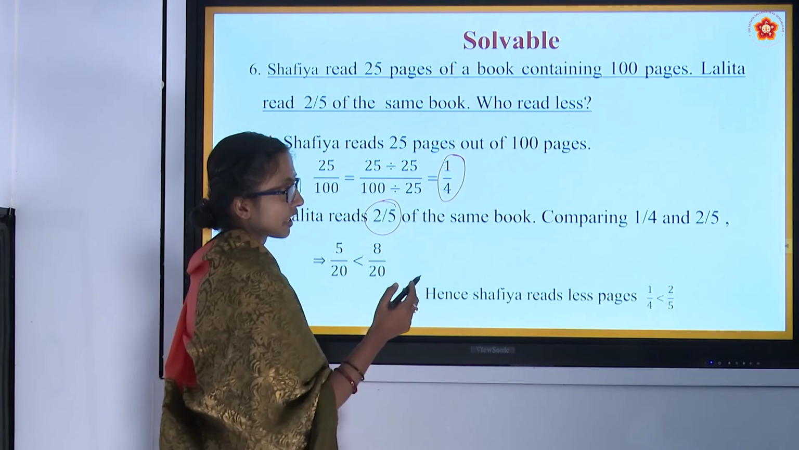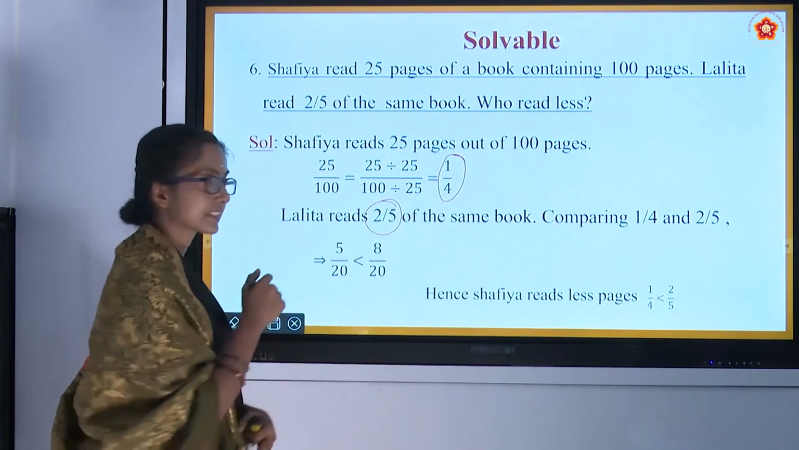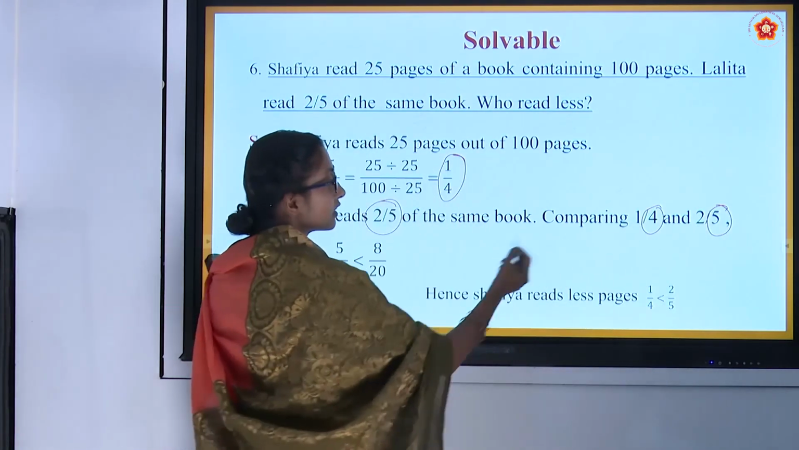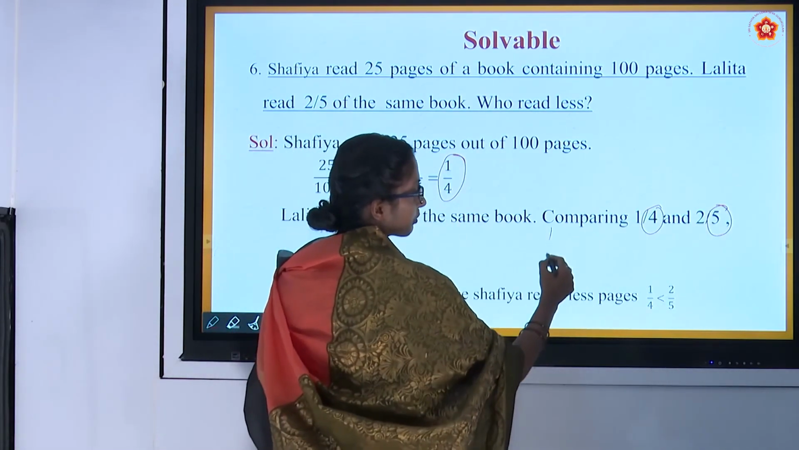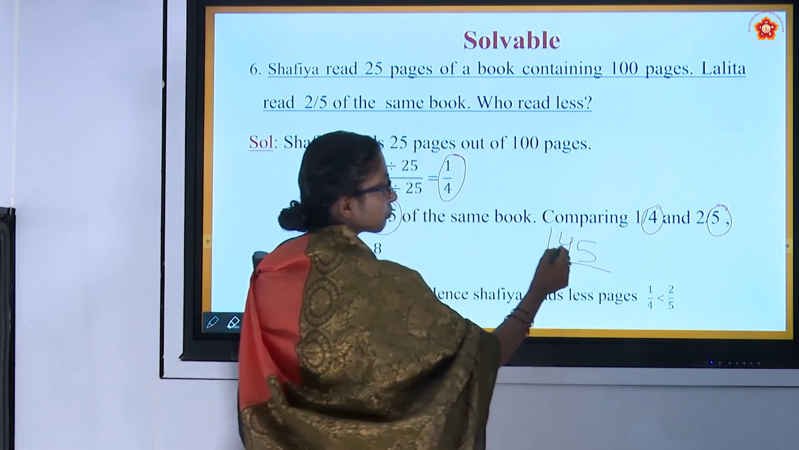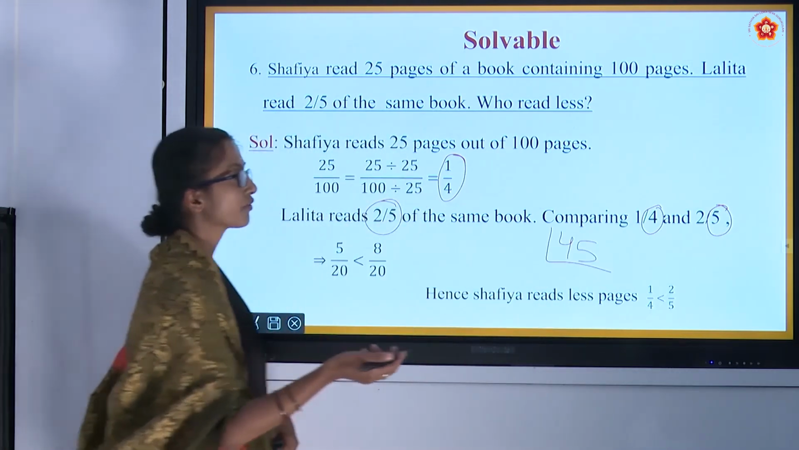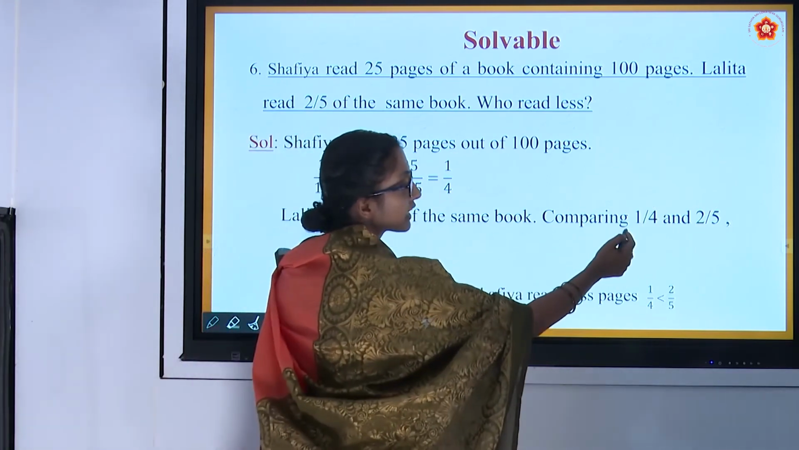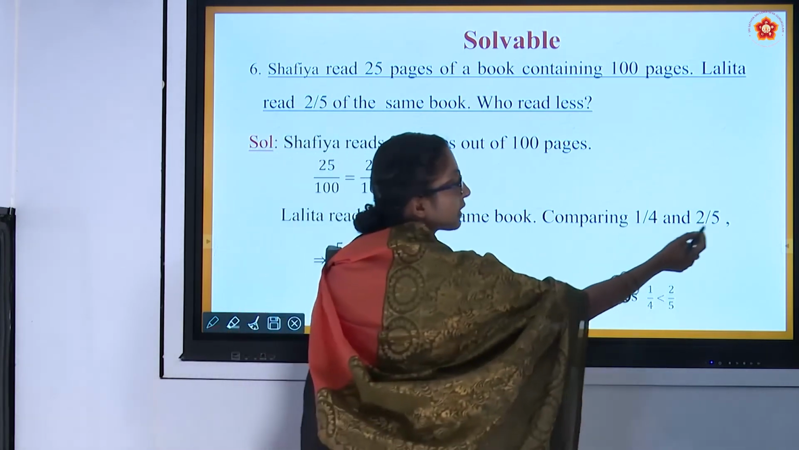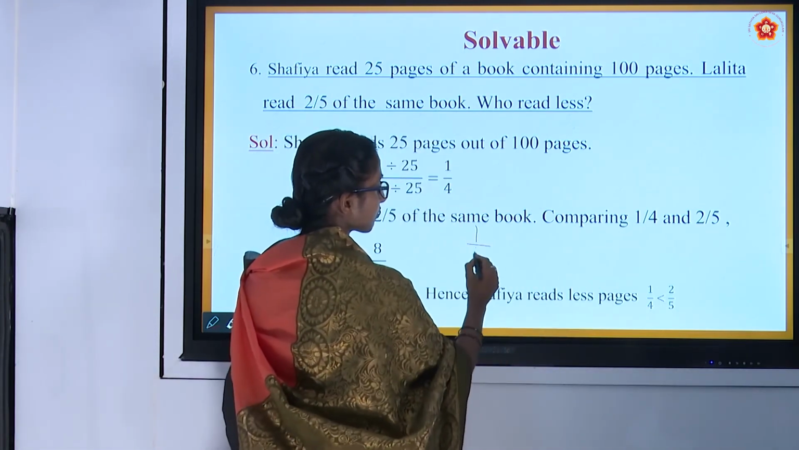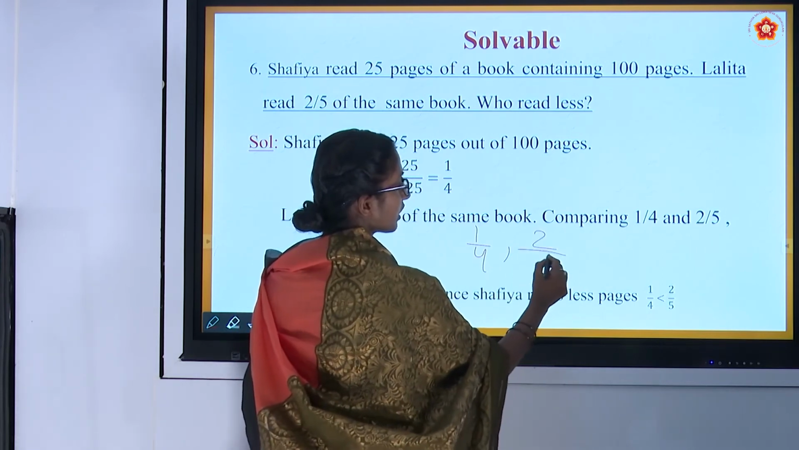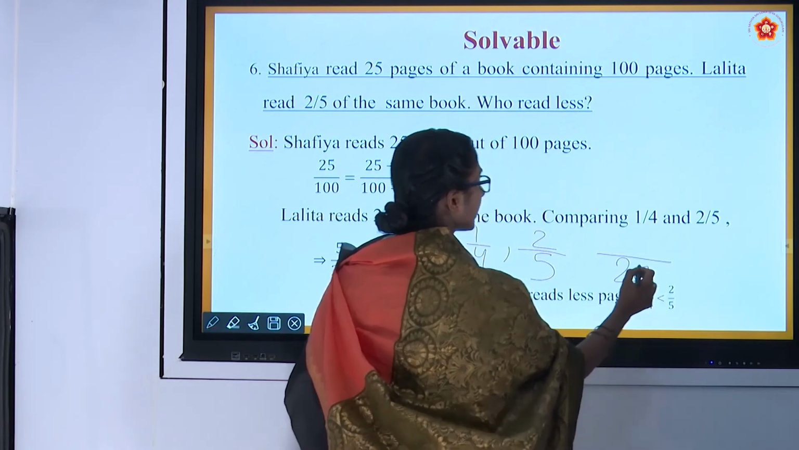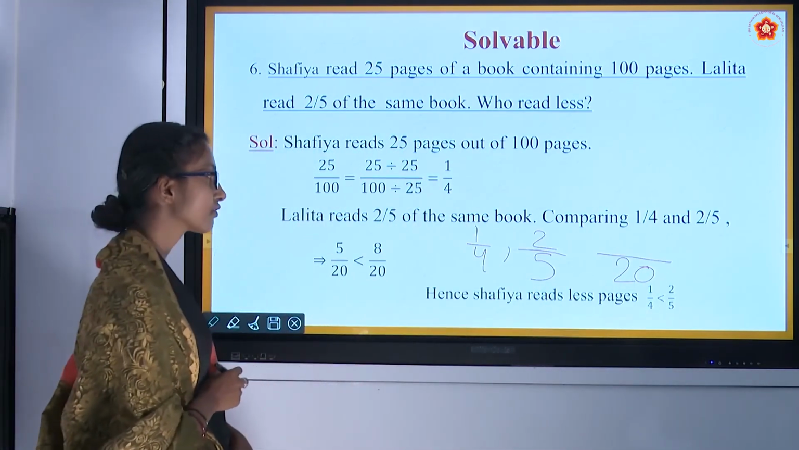Before comparing these fractions, we need to take LCM of the denominators 4 and 5. Both will not come in the same table, so we can directly multiply. 4 fives are 20. Multiply the denominators. 1 by 4, 2 by 5. 4 fives are 20.